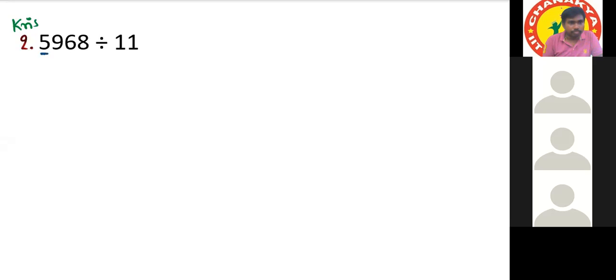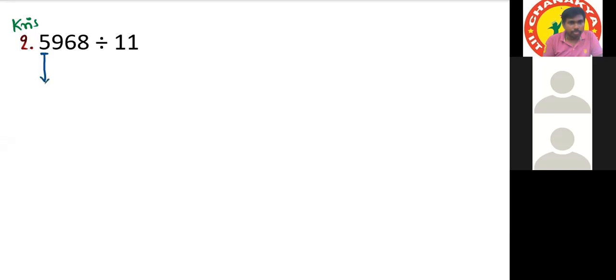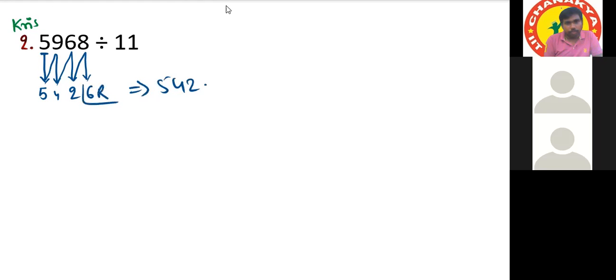I will drop down 5. Okay. Then 9 minus 5, 4. Okay. Then 6 minus 4, 2. Okay. Then 8 minus... Sorry, 6, sir. Okay. And the answer is? 542 and remainder is 6. Correct. So 542 point, we can say 5 also.